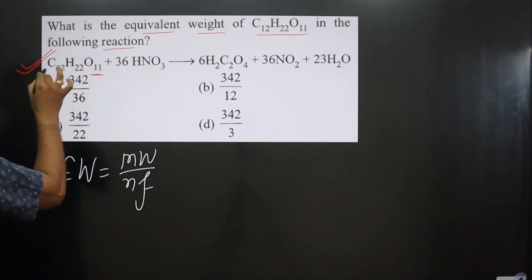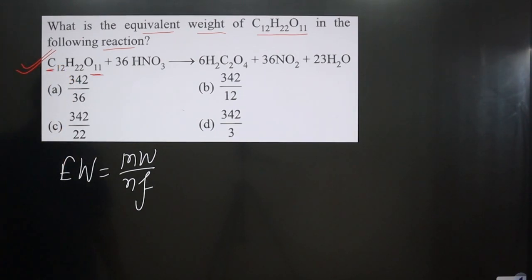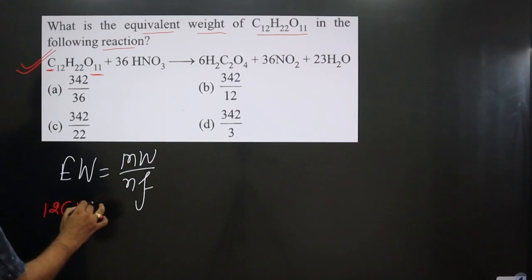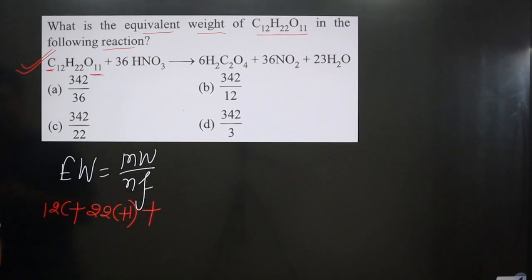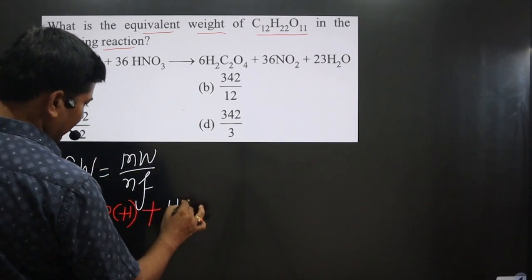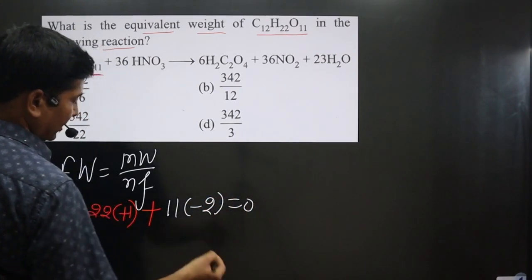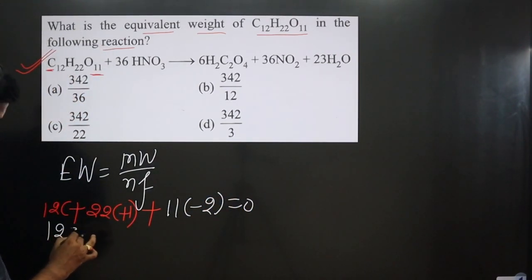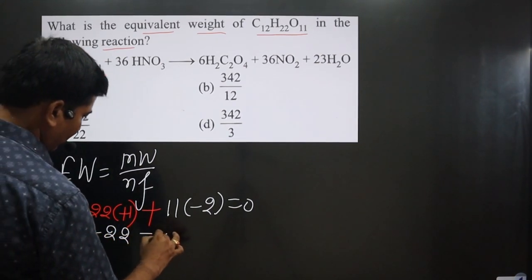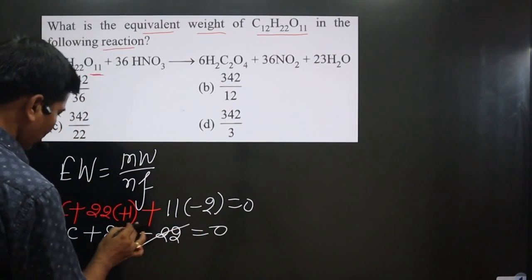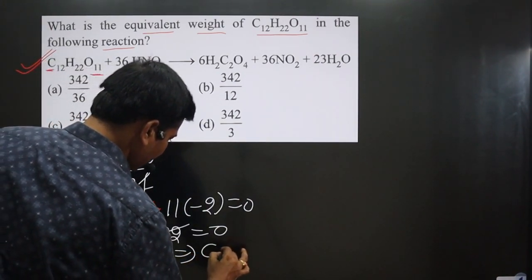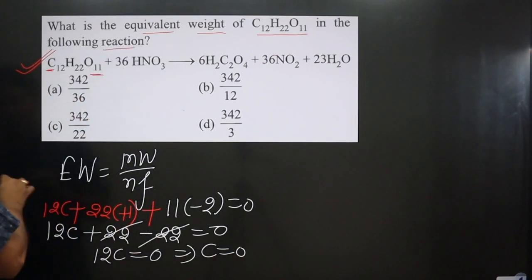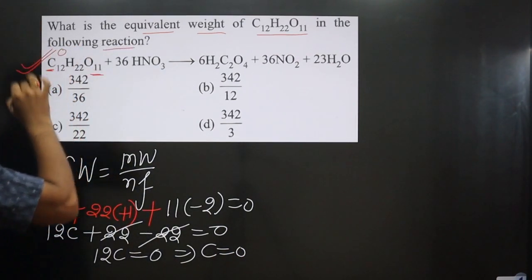You can see carbon is the central element. For this we calculate the oxidation numbers. So 12 carbon, and then 22 hydrogen. Each hydrogen is plus 1. And then 11 oxygen. Each oxygen is minus 2, equal to 0. It is a neutral compound. So we have 12 carbon plus 22 minus 22 equal to 0. Then 22 will cancel out, and we get 12 carbon equal to 0. Then carbon is present in 0 oxidation number on the left side.